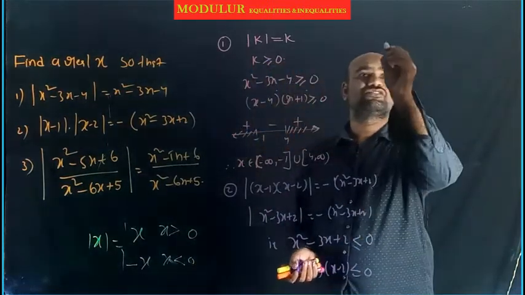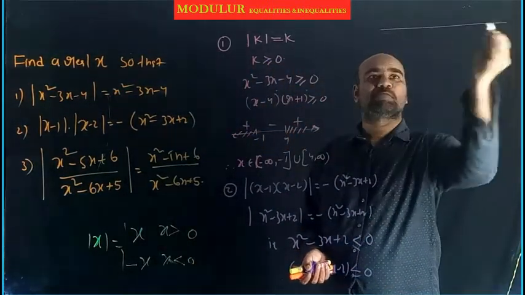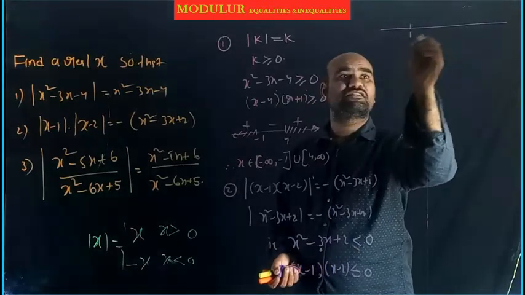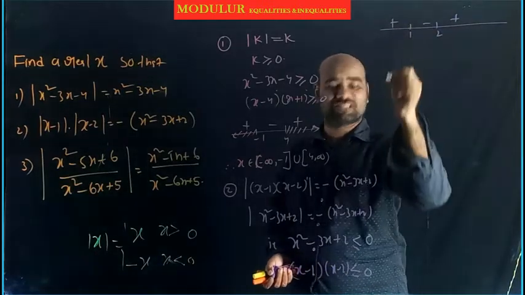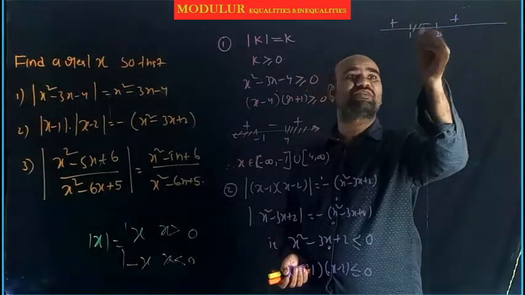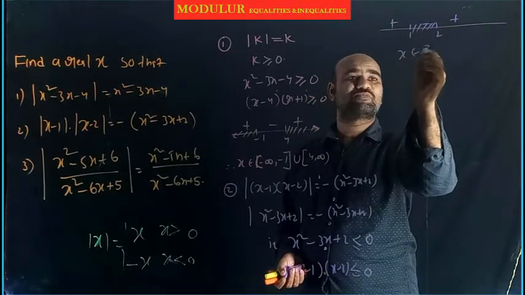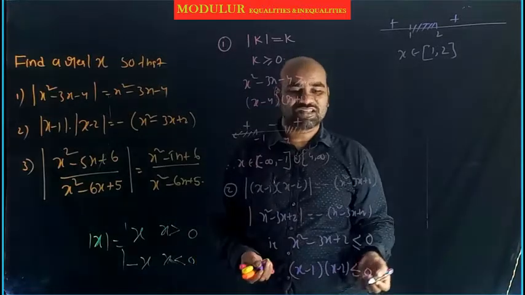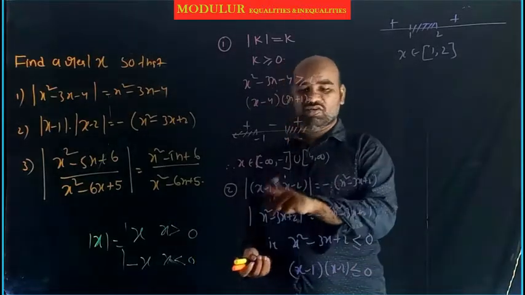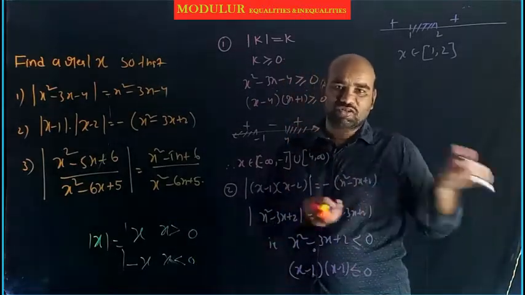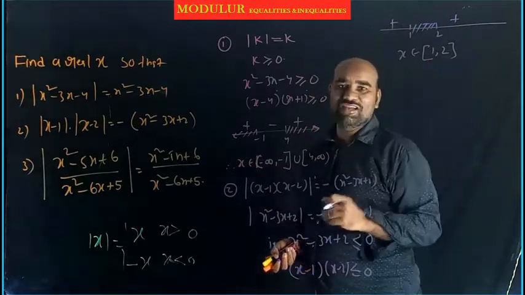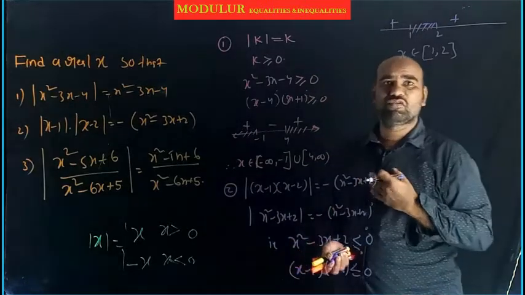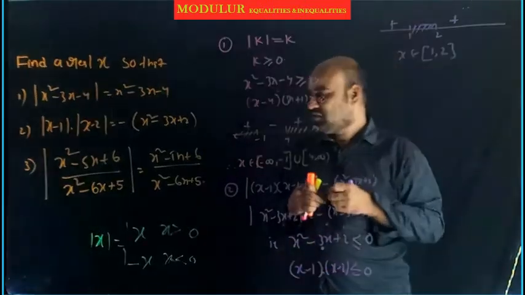Now I want to use the number line. This is 1, 2, plus, minus, plus. I want less than or equal to symbols, so x belongs to closed interval 1 to 2. You can cross check, that is not a big problem. Put x equal to 1, then mod 0 equals 0. So all values from 1 to 2, including 1 and 2, satisfy.